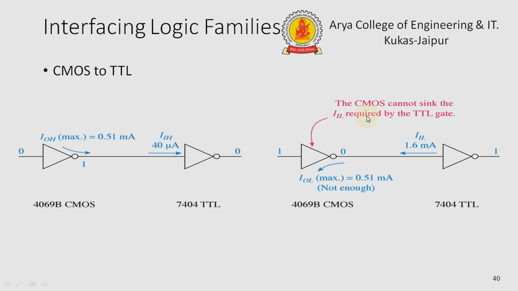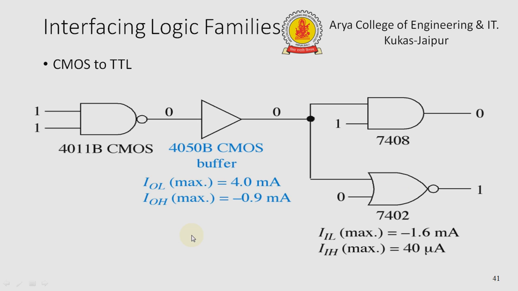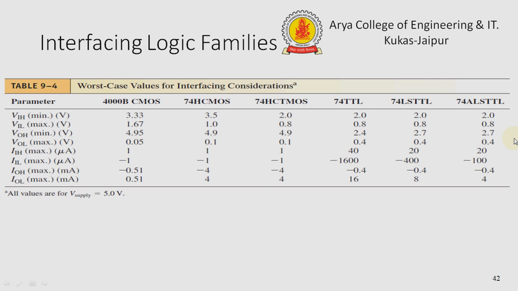Now CMOS to TTL. For interfacing CMOS to TTL we can connect directly both of them, because the CMOS cannot sink the IIL required by the TTL gate. So here is the CMOS and TTL, they are connected directly. And in CMOS to TTL you can also see the CMOS, and they apply a CMOS buffer, and then this circuitry is applied to the TTL gate.